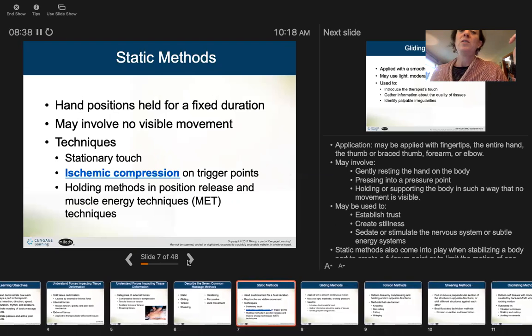Static methods. So hand positions held fixed for any duration. So basically it's when you're not moving. And these can be just stationary touch where you're just calming someone, touching very calmly, which is sort of how we do our hello strokes. Ischemic compression, remember, hyperemia was extra blood. Ischemia is taking the blood out. So ischemic compression is getting that pressure point, pressing on it until it squeezes all the blood out of there. And that's what we're doing on different trigger points. Here's that one famous one for headaches.